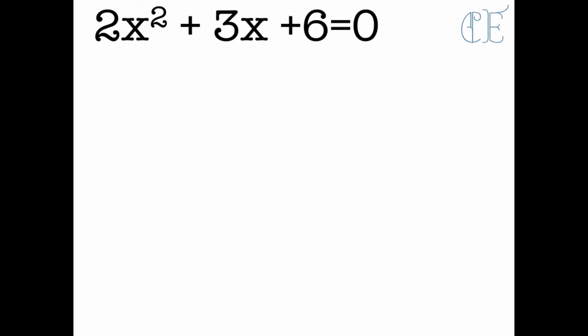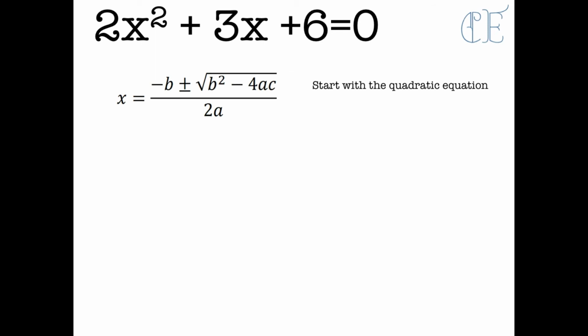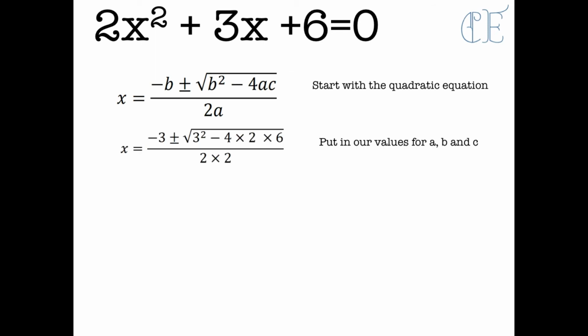Okay, so now we have 2x squared plus 3x plus 6. Okay, so let's put in all of our numbers. So for b we had 3, for a we had 2, and for c we had 6. So we end up with minus 3 plus or minus the square root of 3 squared minus 4 times 2 times 6, all divided by 2 times 2.